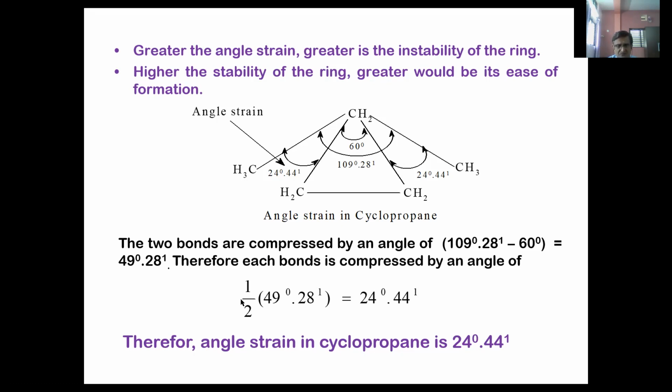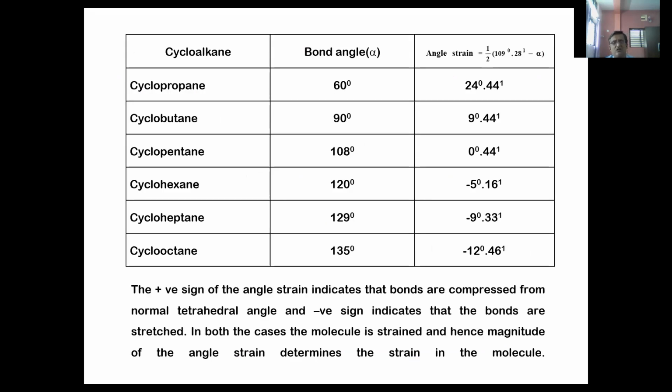So therefore, half of the difference between the normal tetrahedral angle value and the observed angle. This is the observed angle, this is the normal tetrahedral angle. When we calculate, this is 24 degree 44 minutes. It is called the angle strain. So this is how you can calculate for different sets of cycloalkanes. Cyclopropane, this is the angle strain, deviation.